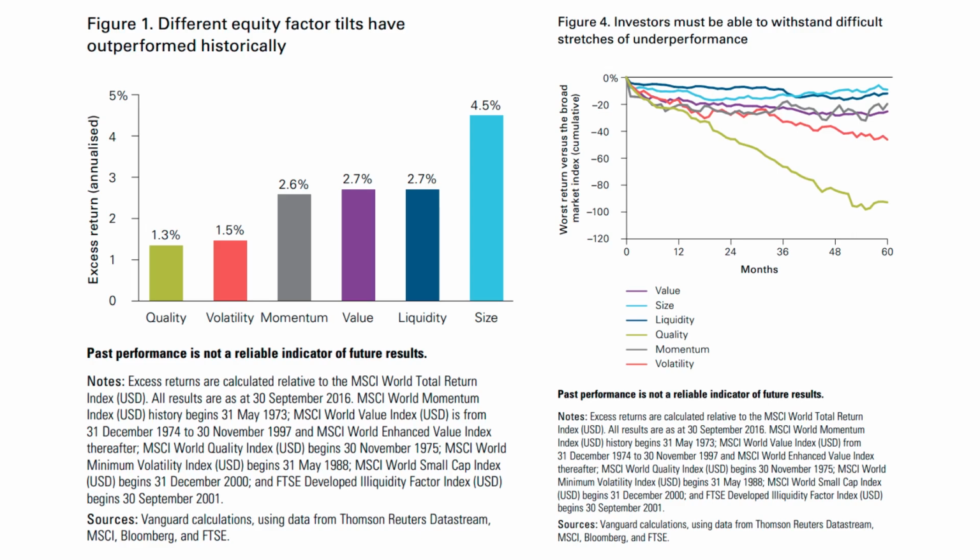And in this report, Vanguard lists 6 factors which historically have beaten the market. Size, so that's small stocks versus large stocks. Liquidity, which is stocks which are hard to sell or which have a low turnover.